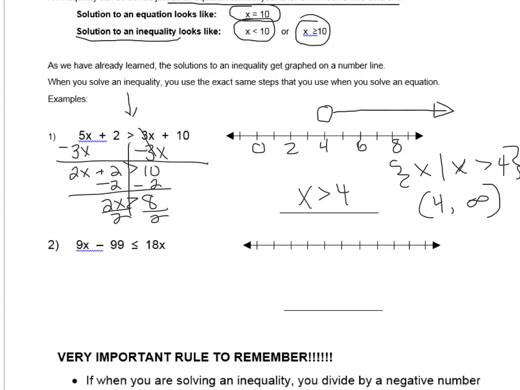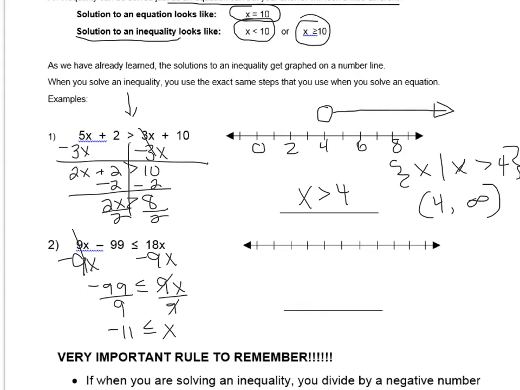Looking at number 2, it looks like we already have the number negative 99 on the left side, so let's do minus 9x to get the variable on the right side of the inequality. These cancel, you're left with negative 99 is less than or equal to 18x minus 9x, which is 9x. To finish getting that variable by itself, you divide both sides by 9. Negative 99 divided by 9 is negative 11, is less than or equal to. The 9's cancel, you're left with x.